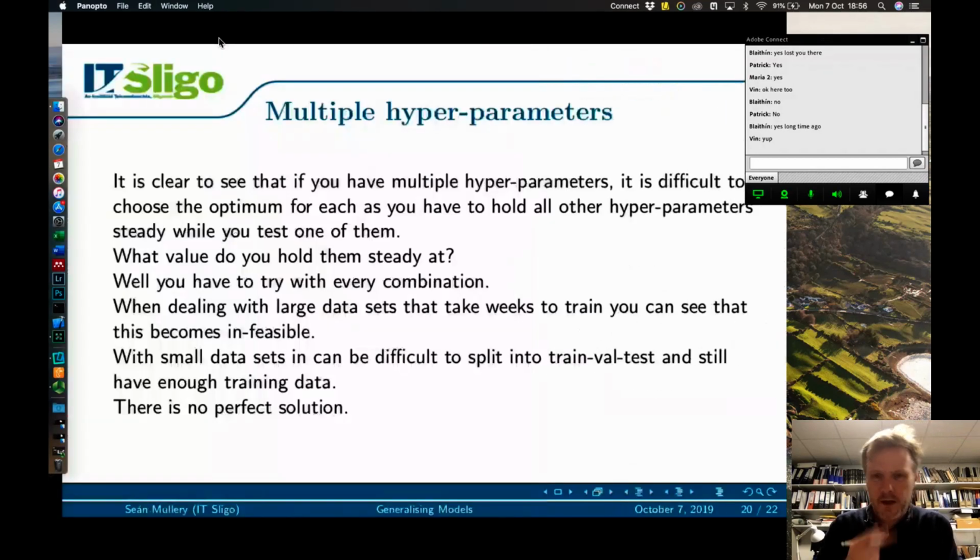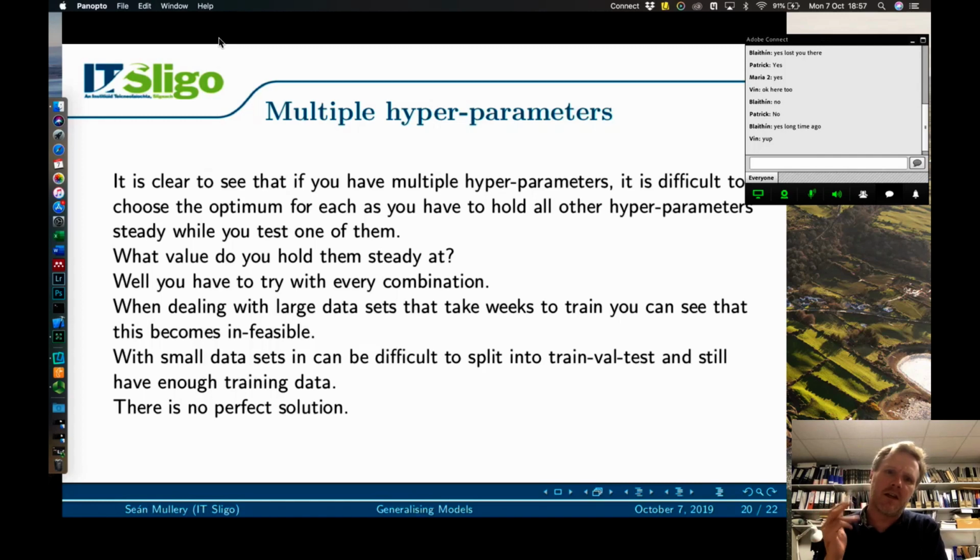Okay. Now, this brings up the question: that's fine, I'm tuning one hyperparameter, but what if I've got multiple hyperparameters? What do I do? Let's say I've got the degree of the polynomial, but I've also got my lambda value there. That's 2, and in other systems I might have multiple hyperparameters. How do I train them all? How do I tune them all?